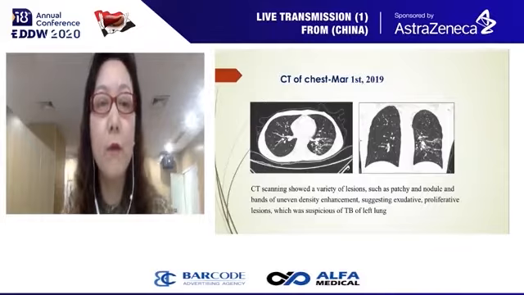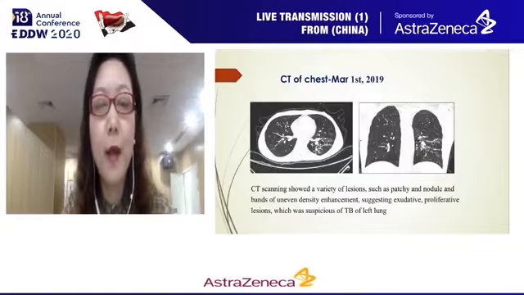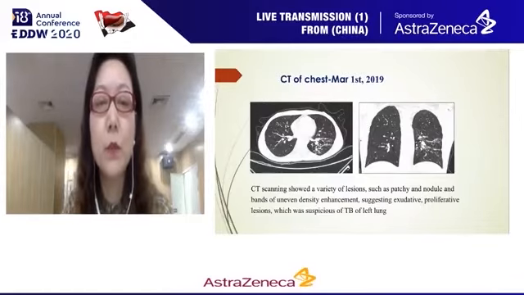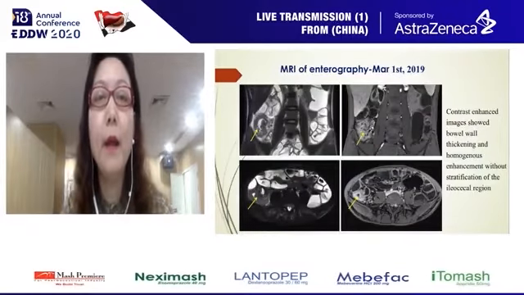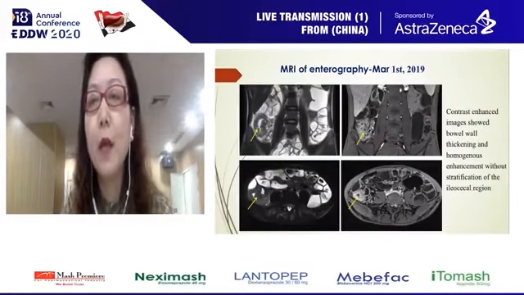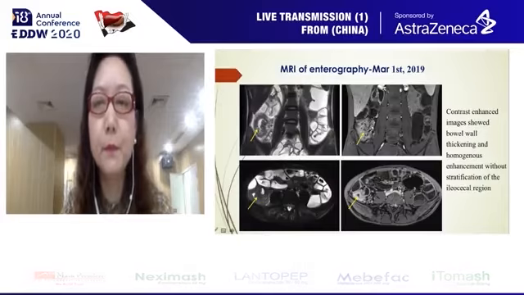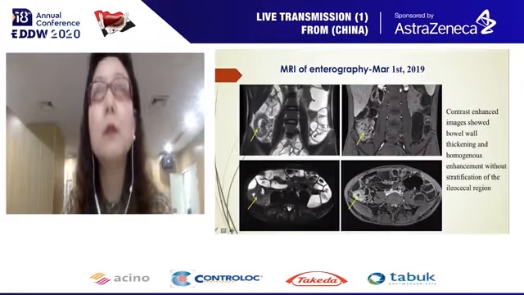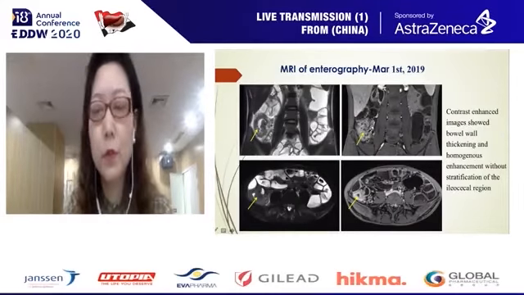A CT scan of lung showed a variety of lesions, such as patching and nodule and bands of uneven density enhancement, suggesting exudative proliferative lesions, which was suspicious of TB of left lung. And here's an MRI enterography. Contrast enhanced image showed bowel wall thinning and homogeneous enhancement, you can see here, without stratification of the interstitial region. The image, the PPT is delayed, transmission delay.